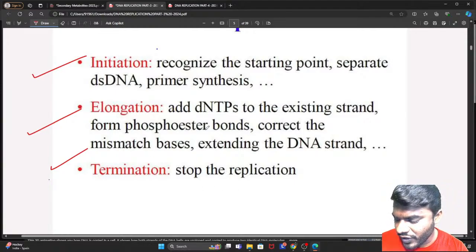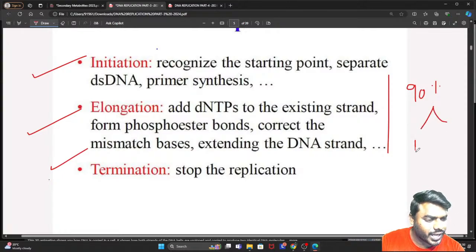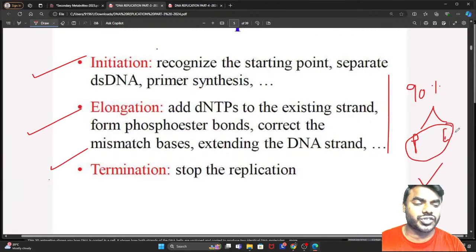Of course, we will get the questions undoubtedly here. Okay. Now the point is very clear. In 90% of the cases, they will compare prokaryotic DNA replication with eukaryotic DNA replication, and then they will raise the question. This is very important to be noted.